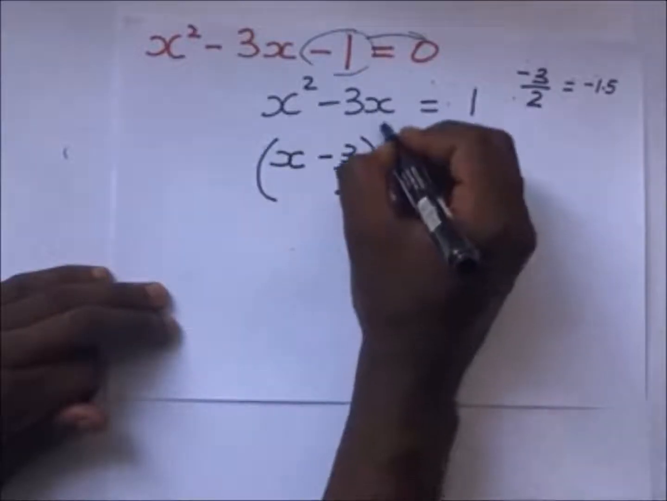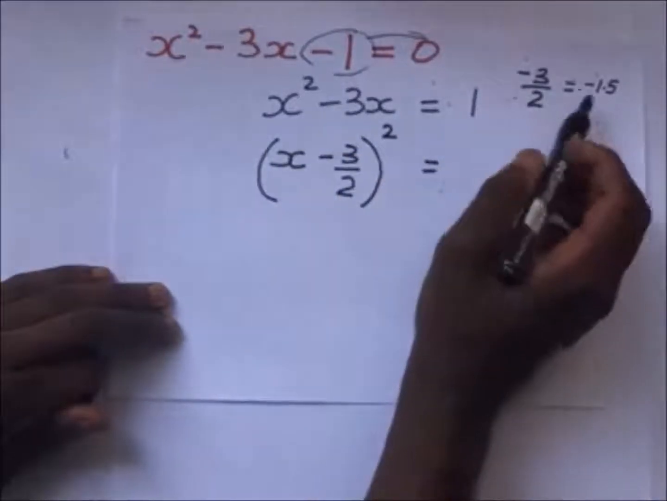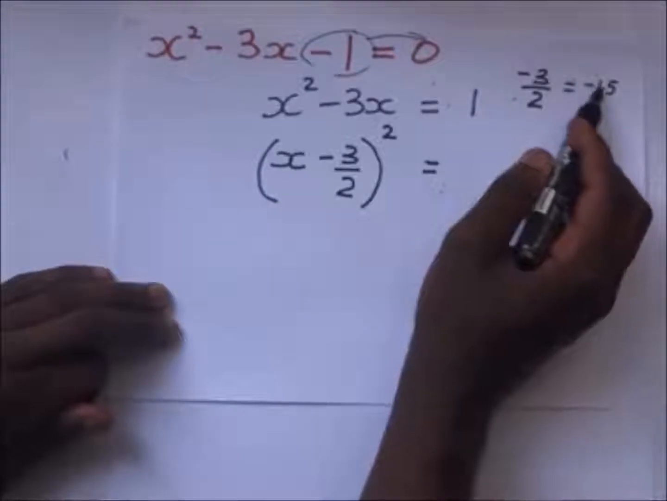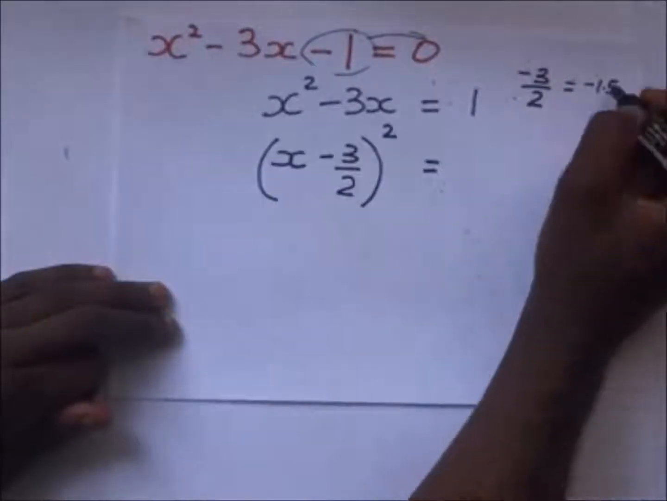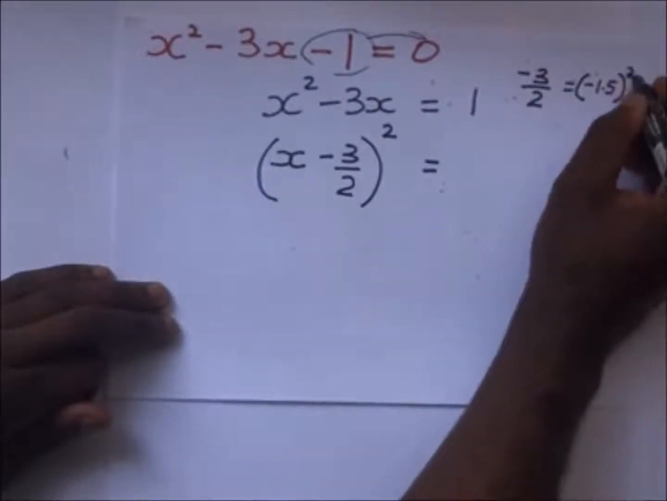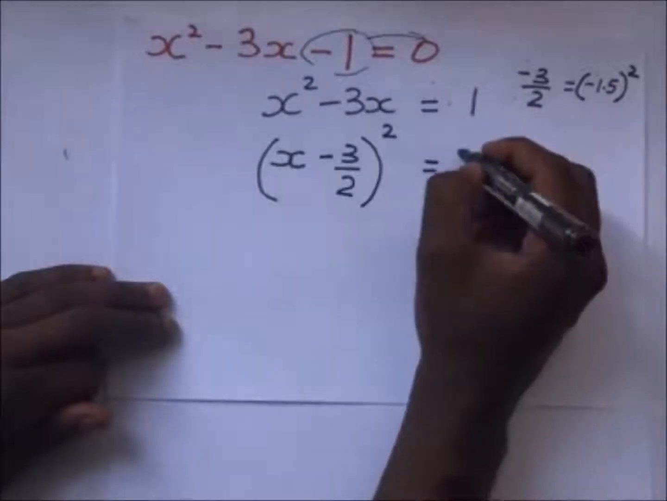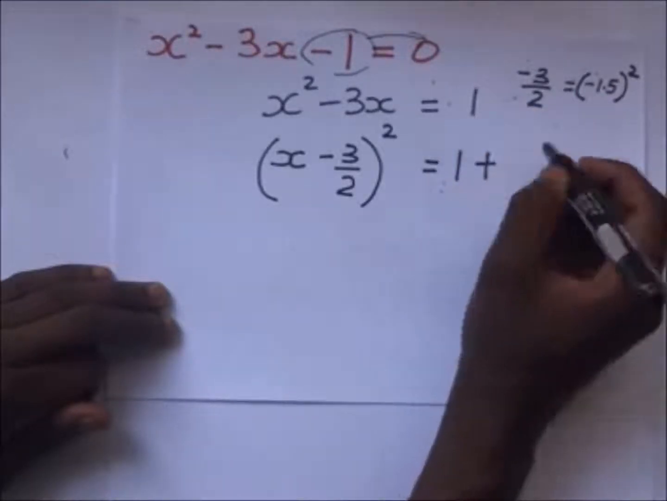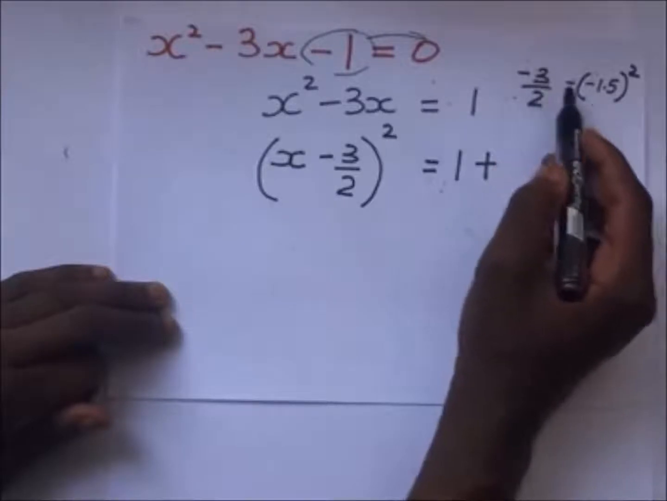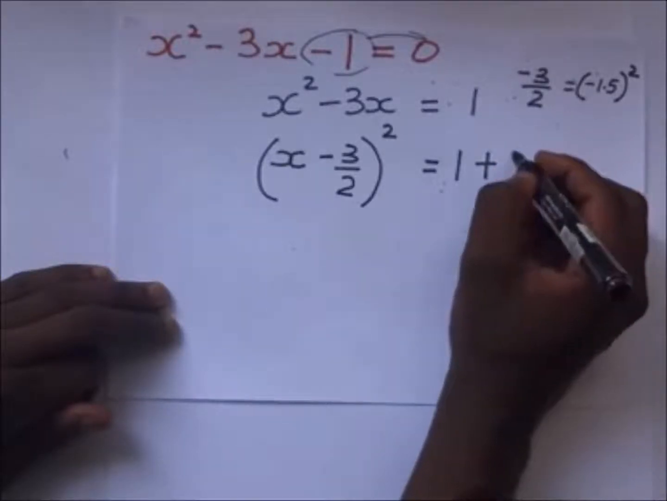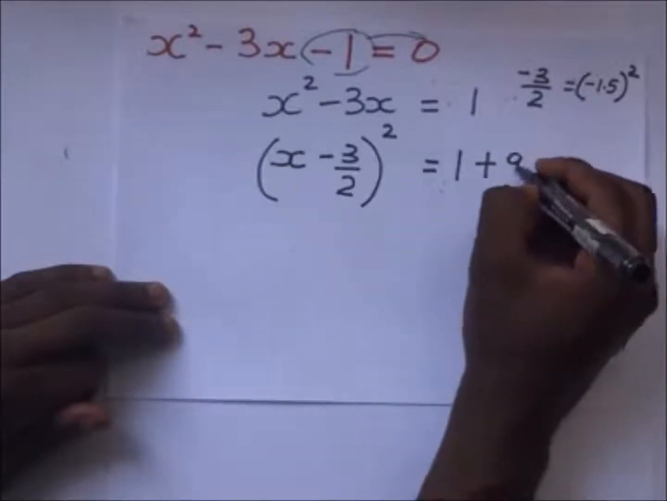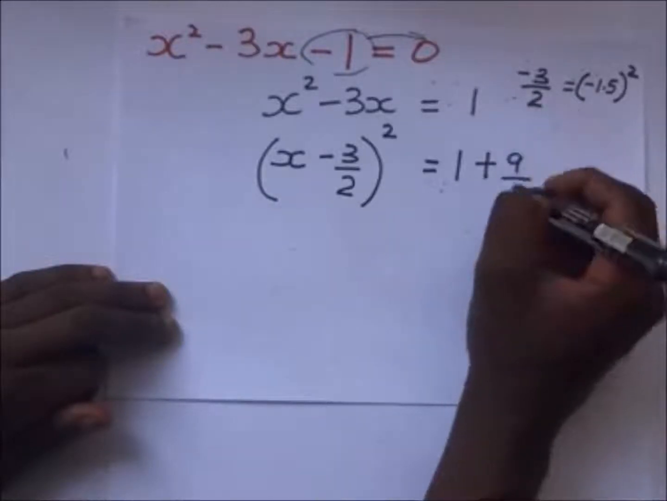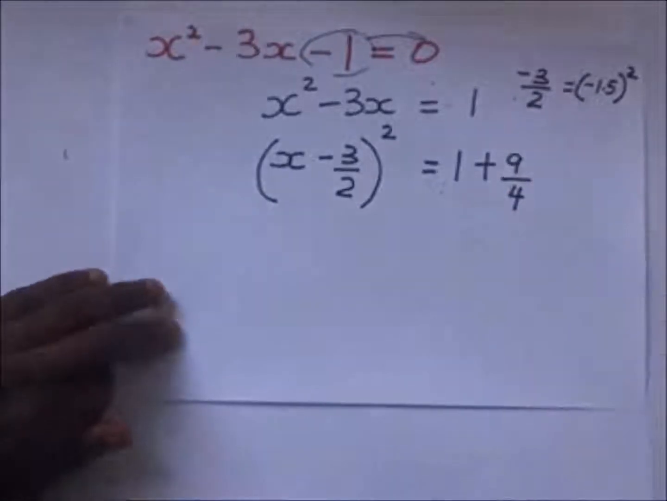All this squared is going to be equal to the answer we got here, which is negative 1.5. We're supposed to square it. Of course, when you square it, this is 1 plus 3 squared, which is 9. Negative 3 times negative 3 is 9. Divide that by 2 times 2, which is 4.